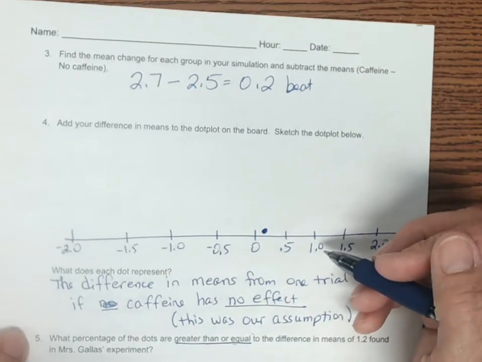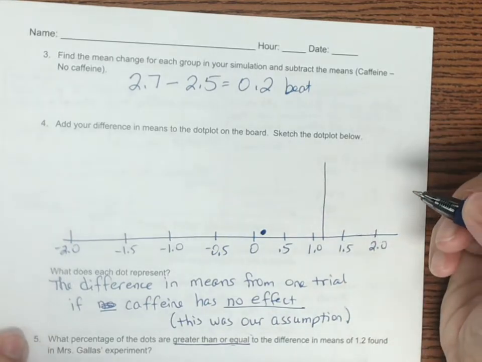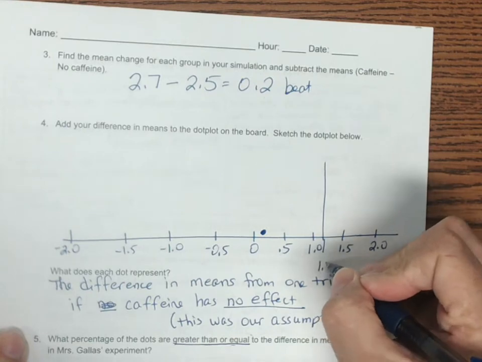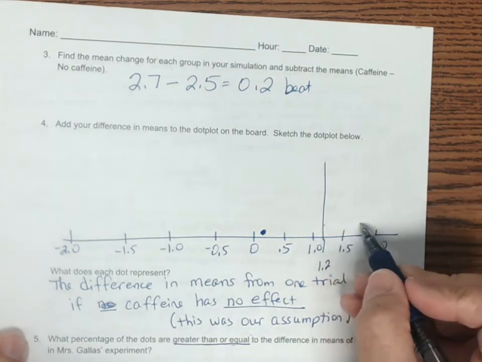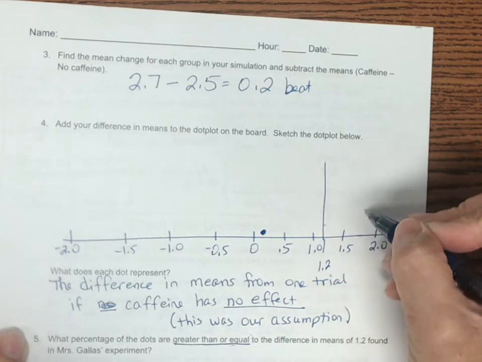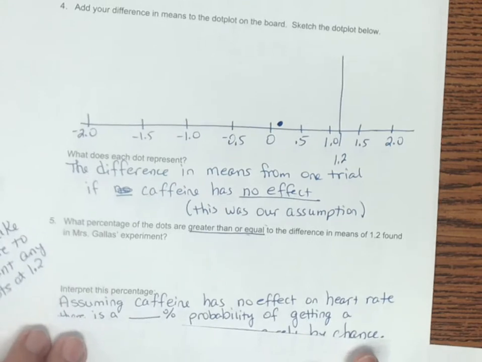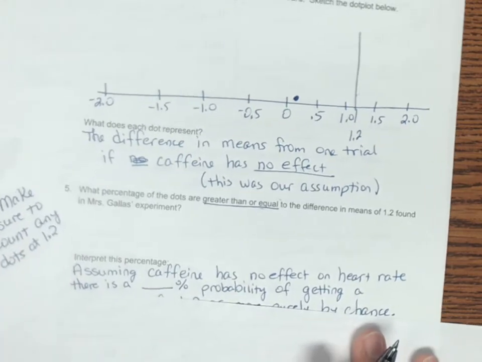So what I would have to do is come over here and put in my line at 1.2. I should make a note there, that's 1.2. And I want to count all the dots over here. So dots that are to the right of or on the line, I'm going to count. Then I want to interpret this.